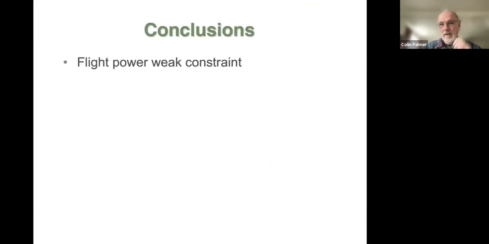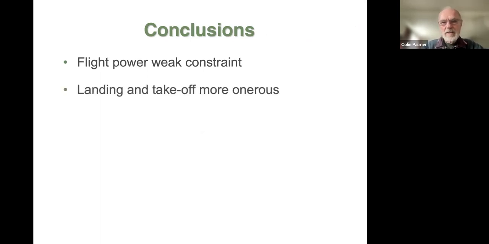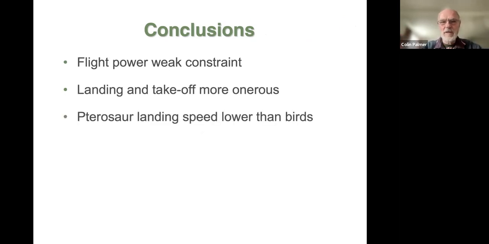And we concluded that the flight power is a weak constraint. You can get very big and you still would be able to fly. Your bones would start to get disproportionately large, but they don't affect the aerodynamics too much. Landing and takeoff are the more onerous conditions. Because of the ability to vary camber, a pterosaur can actually have a lower landing speed than some big birds. So that is potentially not an issue for limiting size, that you don't break things as you come into land, which leaves you with takeoff.